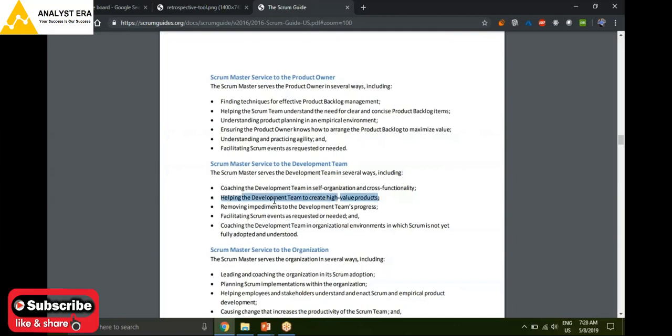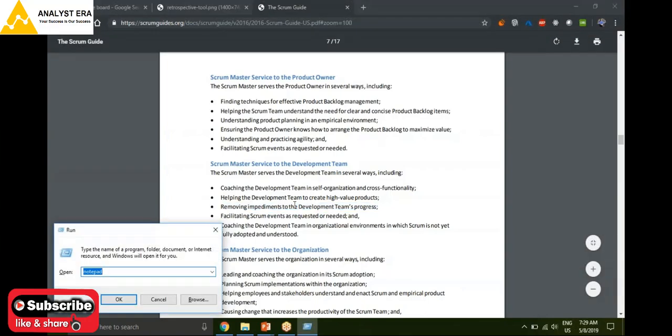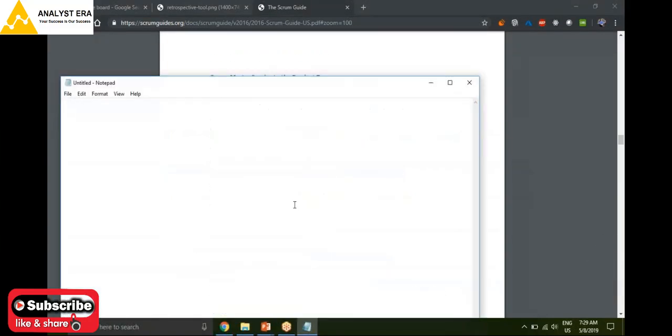He should be helping the development team create high-value products. Essentially, that is another of his responsibilities. Removing impediments. That's one of the key things which he needs to do. What is an impediment? Whenever a development team has a problem, I can just stress on this a little bit, because that's something very important which the Scrum Master has.